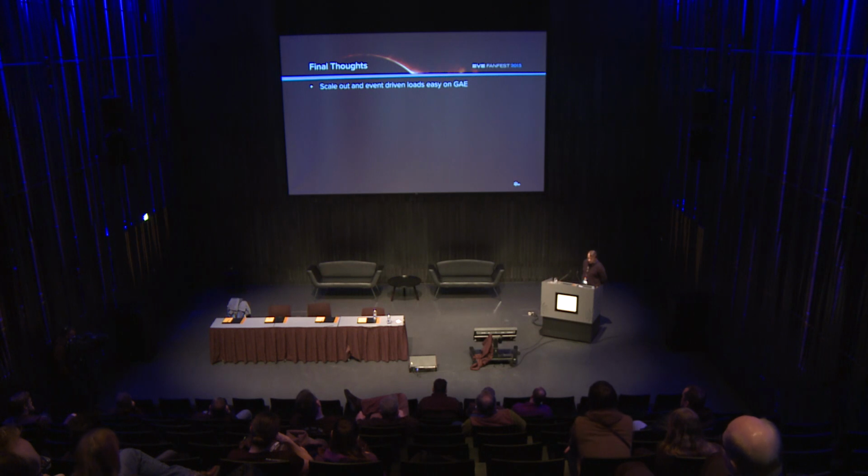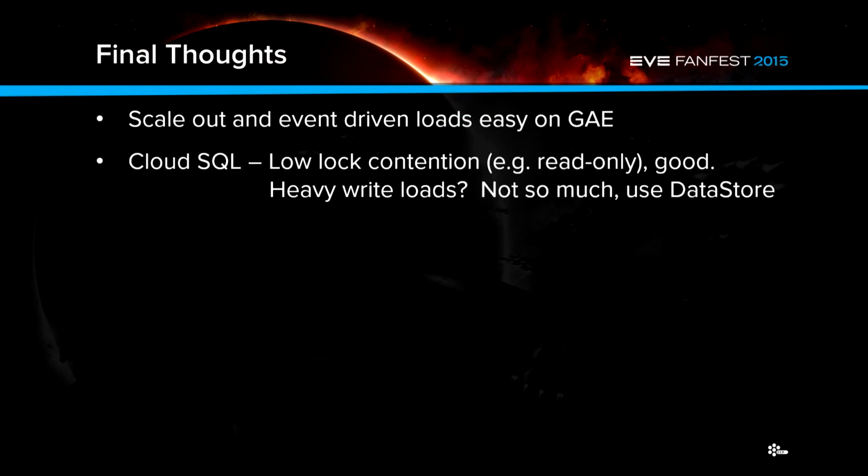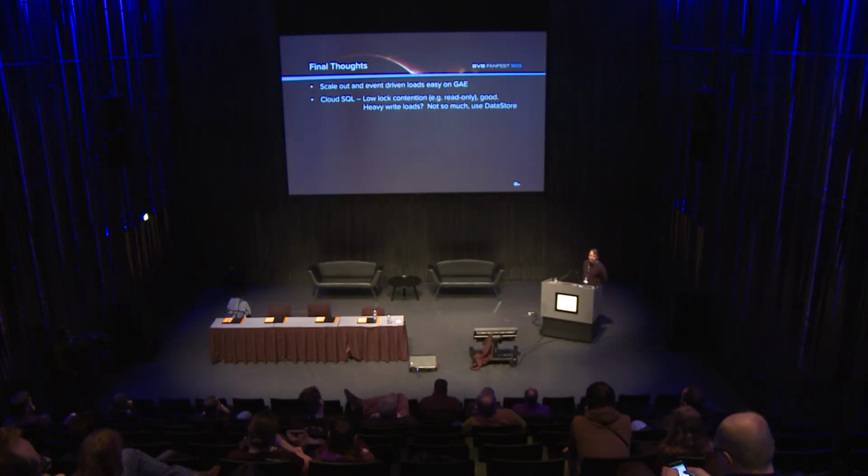Okay, so just to recap briefly, it was pretty easy to get scale out, or basically an event-driven load, up on App Engine. I had to do some tuning and so on. If there's one thing to take away from all of this, be careful if you decide to use a Cloud SQL-like application. If you're doing something that's read-only or has low lock contention, it works pretty well. If you're doing heavy write loads, not so much. And this is also true in many ways for Amazon as well. I tried their version of Cloud SQL and essentially had the same results.